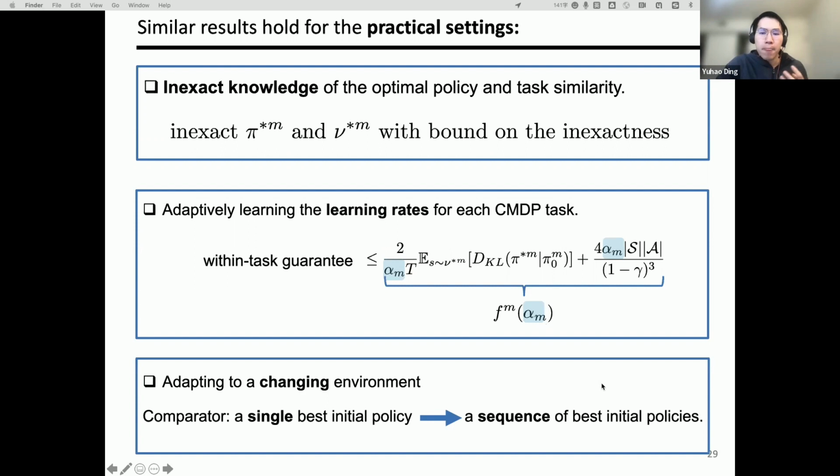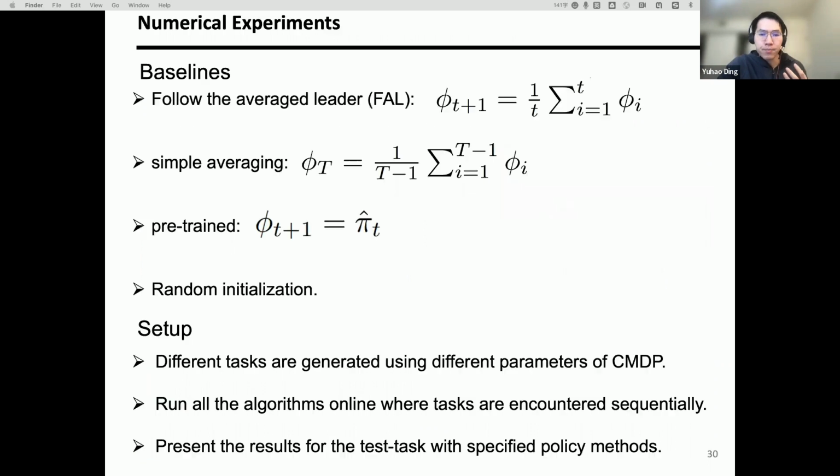And finally, in the ideal setting, we compare our learned policy initialization sequence with a single best initial policy in hindsight. However, in many settings, we have a changing environment, in the sense that the competitor sequence, or the policy initialization we want to compare with, is varying over the task. In this case, it is natural to study the dynamic regret and compare with a sequence of potentially time-varying initial policies. And our method also has a generalization for this more practical setting.